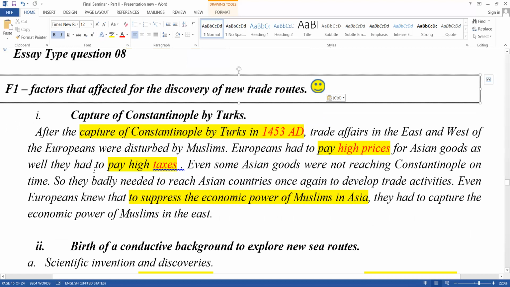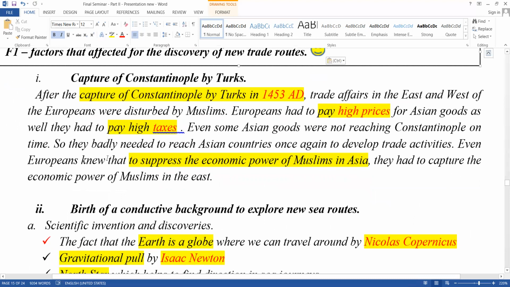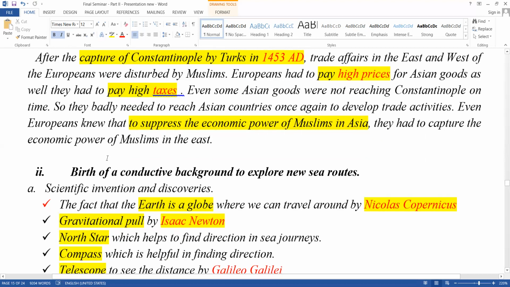The second one is the birth of a conducive background for exploring the new sea routes. That means new discoveries and new inventions. They supported these explorers to go and discover new sea routes. Scientific inventions like the discovery that the Earth is a globe by Nicholas Copernicus. Without any fear, people started going around the world. Gravitational pull by Isaac Newton. So without any fear, they went to the downside of the earth.